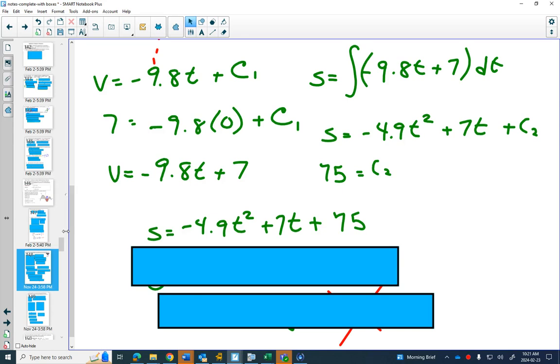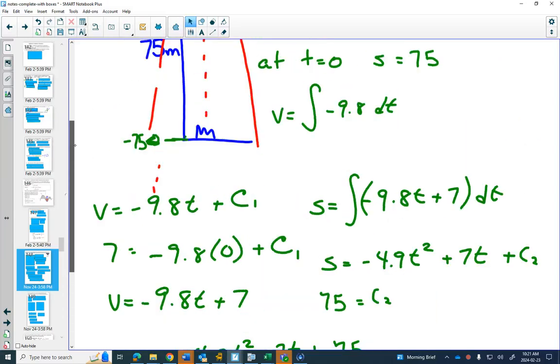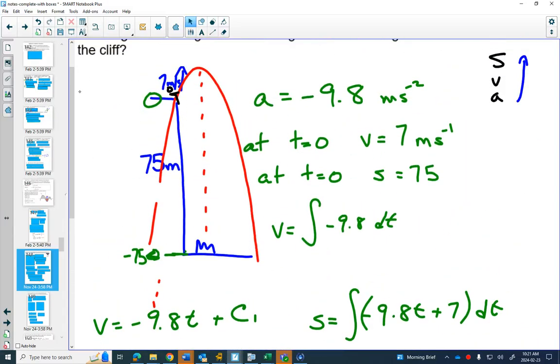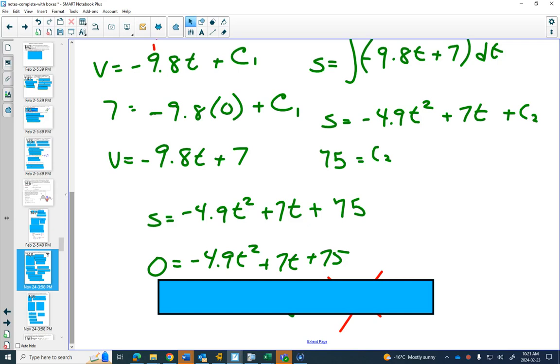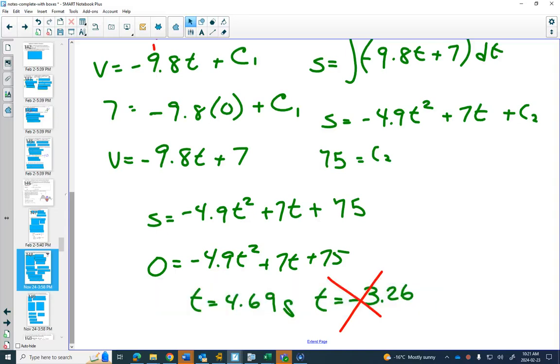Now, how long will it take for the golf ball to hit the ground? Well, based on our diagram, what do we know when it hits the ground? It's 75 below where it started from, right? Because the cliff was 75 high. So we could plug in 0 for the displacement, because it would need to be on the ground. Our initial displacement was 75 meters above the ground. And when we solve this with our graphing calculator, we get 2 times, but one of the times is negative.